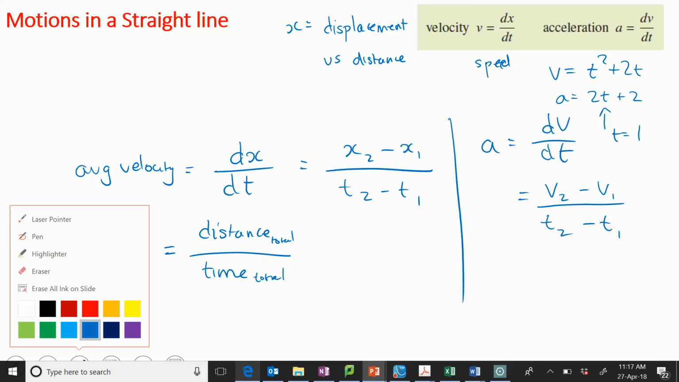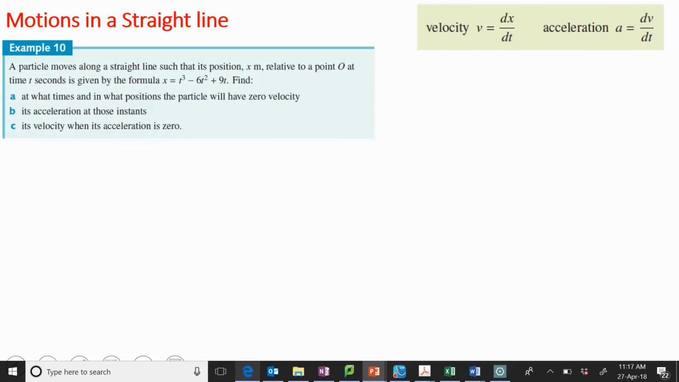Let's try this. Here we go. Have a look at this question here. A particle moves along a straight line. So you've got a straight line, a particle, you give it a dot, such that its position, so it now tells you that you're dealing with position or displacement, which is x meters, relative to a point O. So there's a point O, you start at this point, and this particle moves in a straight line relative to where the origin is, right? And the time is in t seconds, given by the formula.